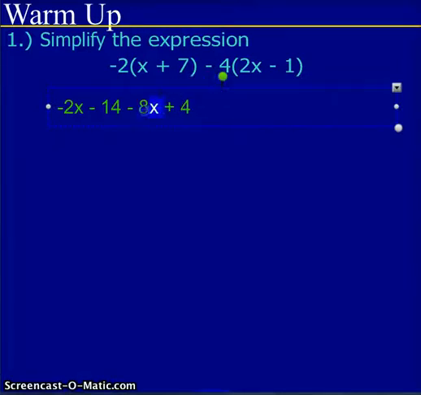Now you can see that you have like terms with the -2x and -8x. -2x plus -8x, since they're both negative, gives you -10x. And then you have -14 and positive 4. -14 plus 4 is -10. Okay, so in simplified form, this is -10x minus 10.